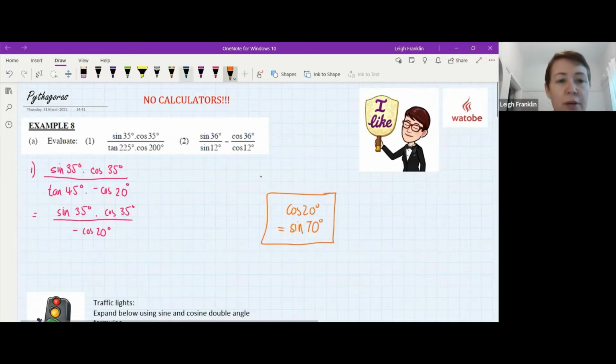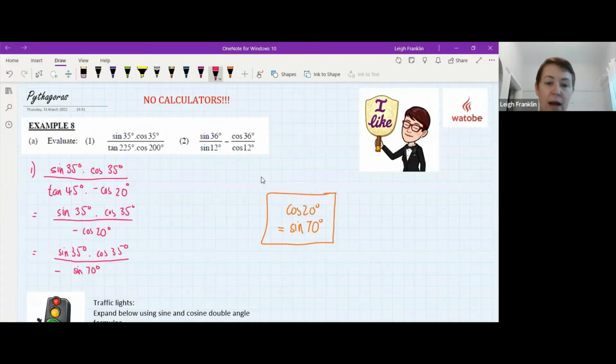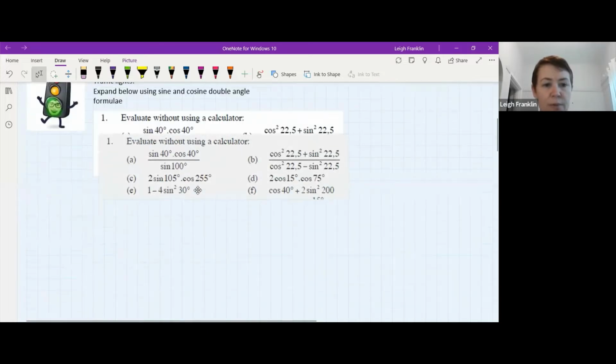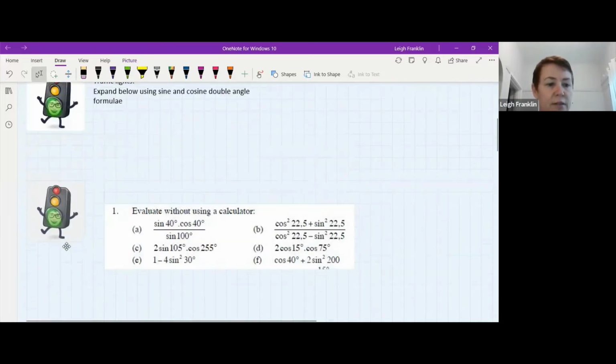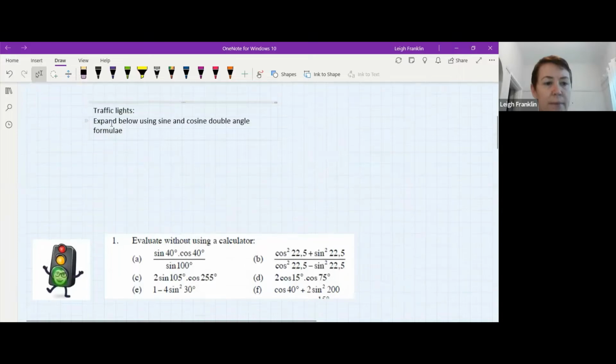What we're going to do here is rewrite negative cos 20 as negative sine 70. Now, I don't know if the relationship between the 35 and the 70 is becoming a little bit clearer to you. I'm just going to move these things down, just to give us a bit more space to write here.